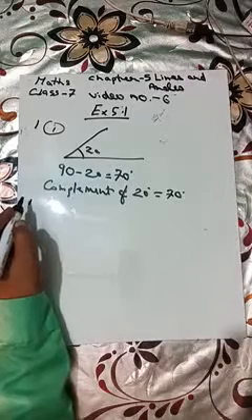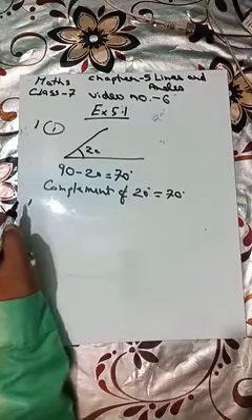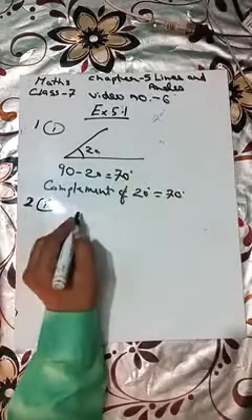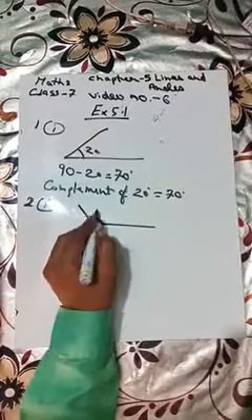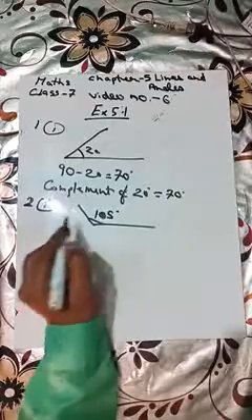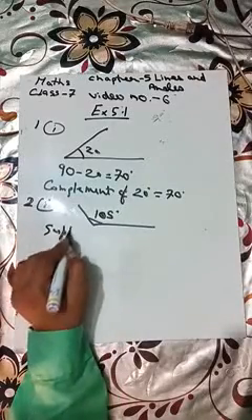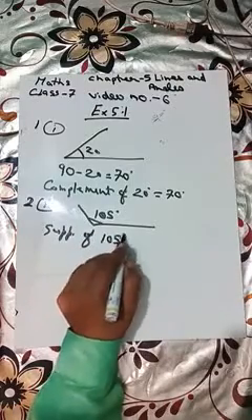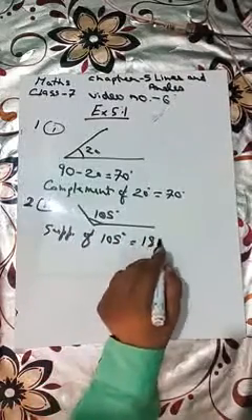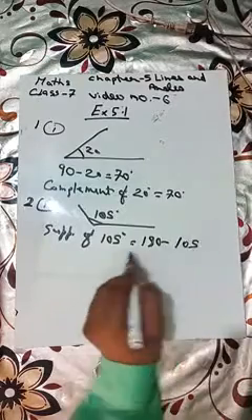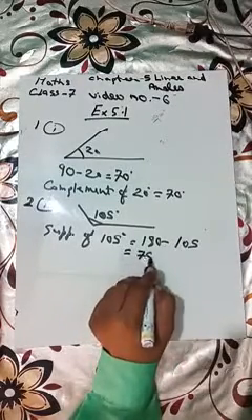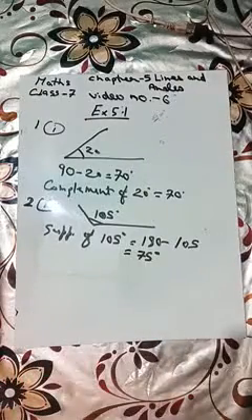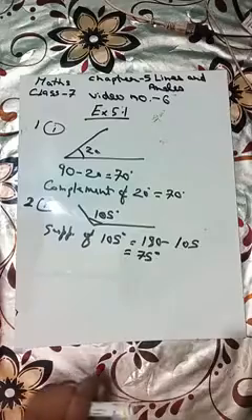Likewise, you can find out for the second one, that is supplementary angle. First one, if it is 105 degree, so the supplement of angle 105 degree is 180 minus 105 degree, that is 75 degree. Third also you can do it. Now let's do the fourth one.